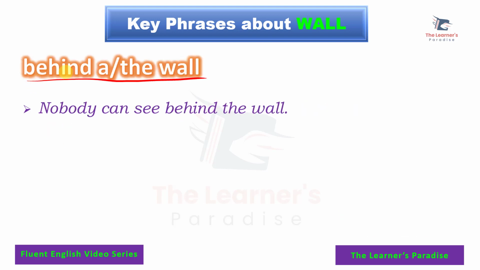Next we have behind a wall or behind the wall. This is a wall, right? Something is behind the wall. It's on the other side of the wall, right? Nobody can see behind the wall.